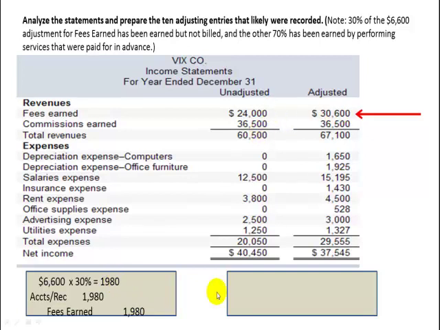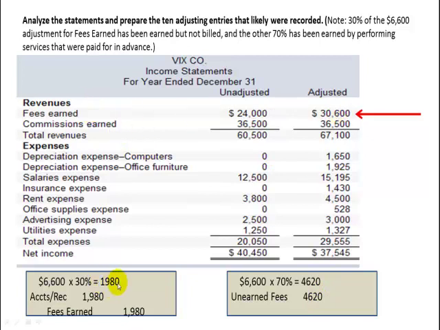We have a second piece that amounts to $4,620. It says up here that the other 70% has been earned by performing services that were paid for in advance. And what this means is we got the money a long time ago. We debited cash and we credited an account called unearned fees. And now we've earned up to, in this case, $4,620 of this. And so we're going to take it out of the liability account and we're going to put it in fees earned, which is a revenue account, because we've earned it.